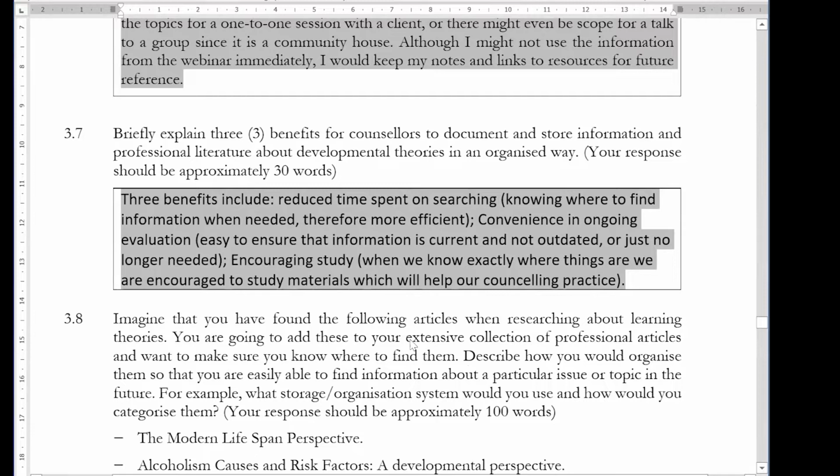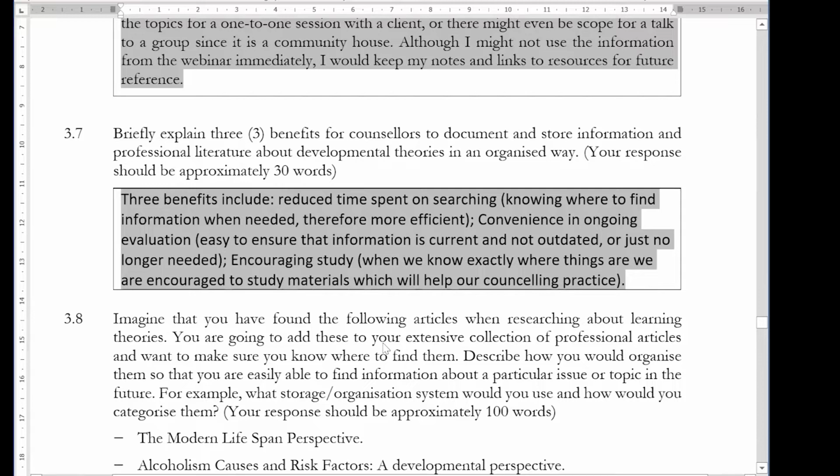3 benefits include reduced time spent on researching, knowing where to find information when needed, therefore more efficient. Convenience in ongoing evaluation, easy to ensure that information is current and not outdated. Outdated means not used anymore. That's right. Too old. The opposite of outdated is up to date. Yes, up to date. Or just no longer needed.